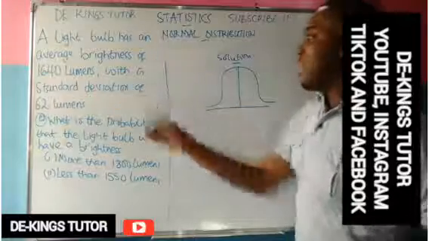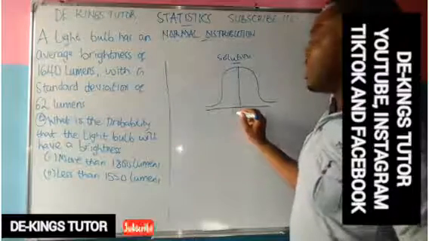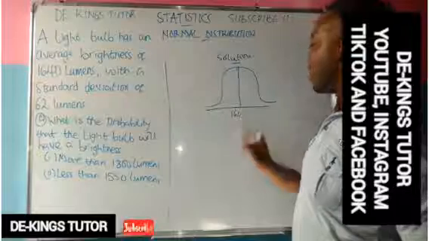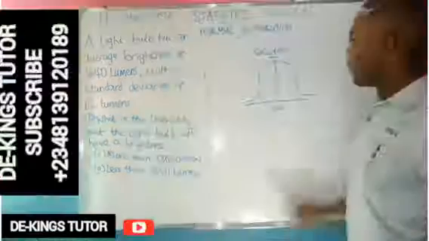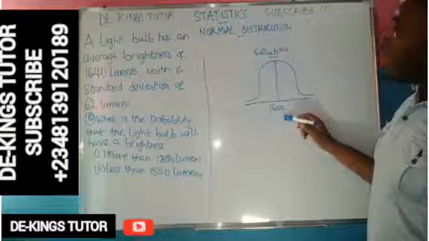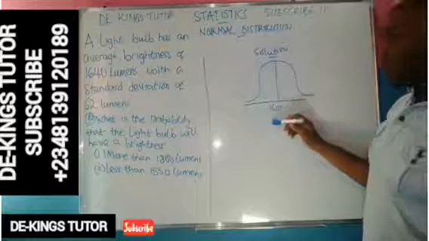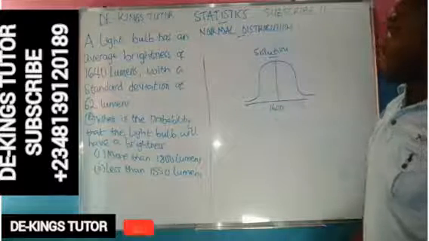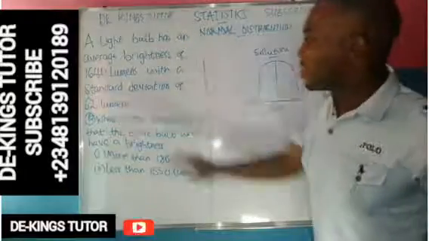Now they say the average. We'll put our average here as 1,640. That's the mean, always at the middle. This is the average, the mean, which is 1,640 lumens. Now they say standard deviation of 62 lumens.